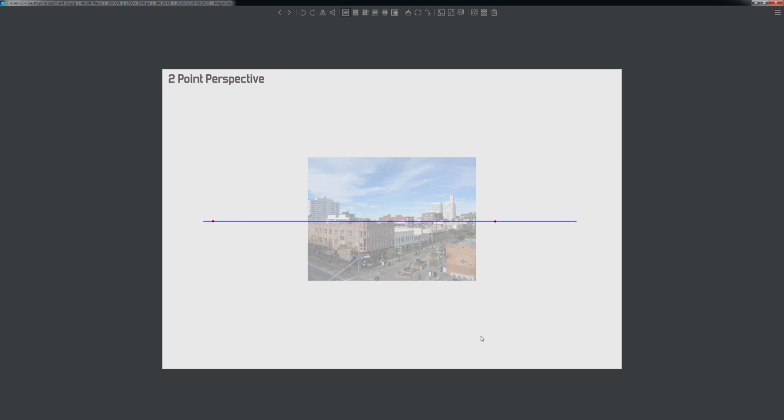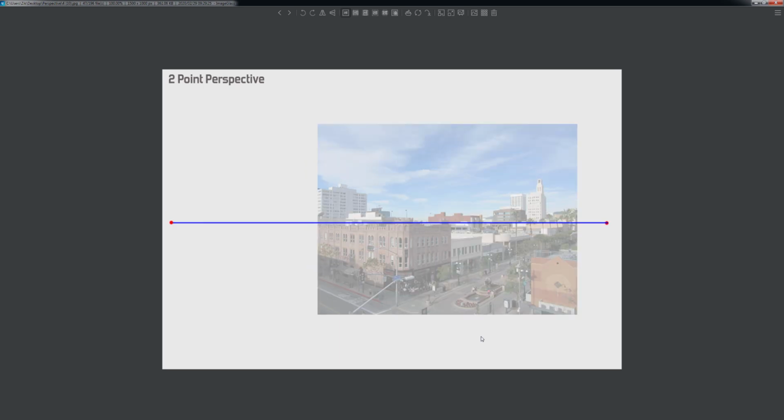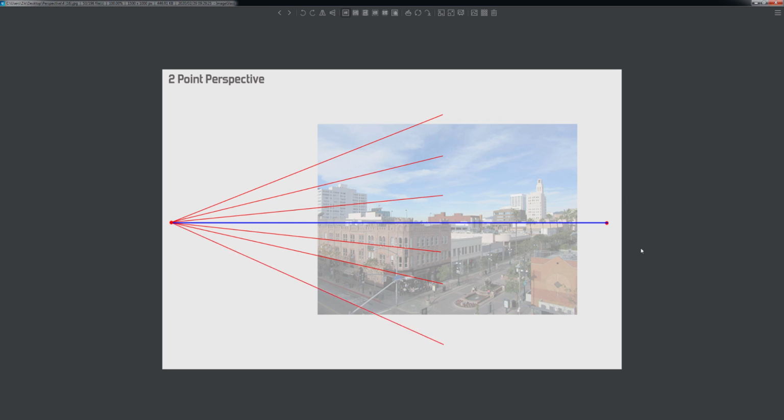Now that we reverse engineer the picture, we can go ahead and create our grid. Let's zoom in. So we'll just take lines off this point and we'll just draw them out in our grid. It doesn't matter where you stop, the further the better, because that way you can have a better grid to draw with. So right there is our 2-point perspective grid.